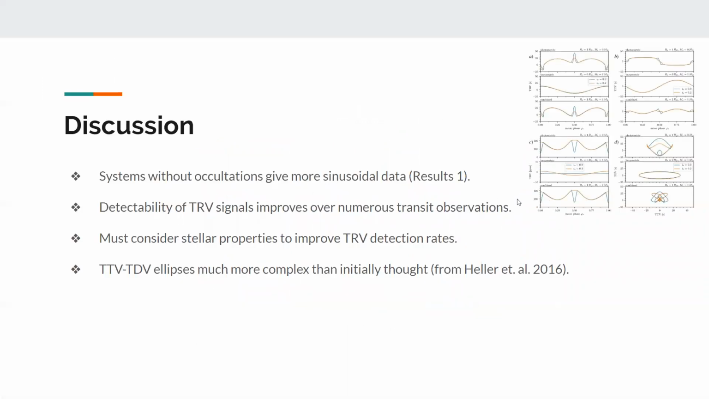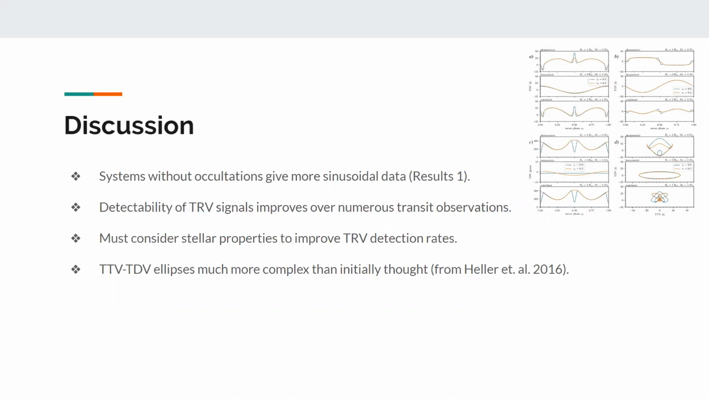So some important points that they make from these plots are that systems without occultations give more sinusoidal data. And that can be seen from this first plot here, the first plot shown in the results. And basically what that means is that these orange plots here are giving stronger signals. And that's important because when you get a stronger signal, you get a higher peak in the periodogram, and you'll just get a more accurate, or I guess more effective, reading of exomoon evidence.